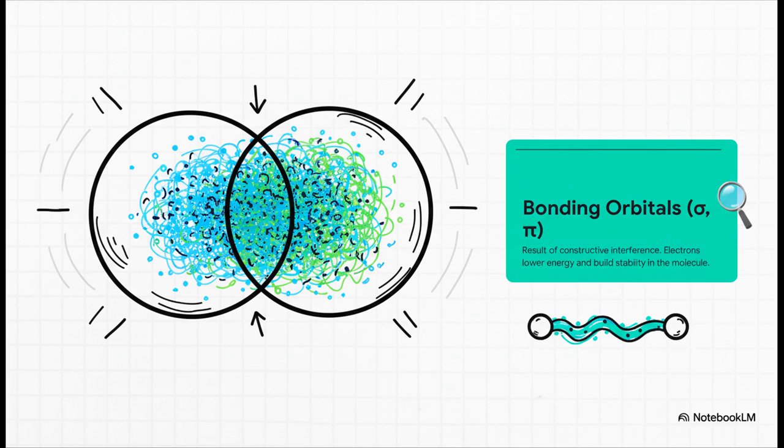Now, this interference can happen in a couple of ways. The first is called constructive interference. This is when the atomic orbitals overlap in a way that packs the electrons right between the two atoms. This can happen head-on, which we call a sigma bond, or side-by-side to make a pi bond. Either way, this creates a super-stable, low-energy situation called a bonding orbital. You can think of these electrons as the molecular glue that holds everything together.